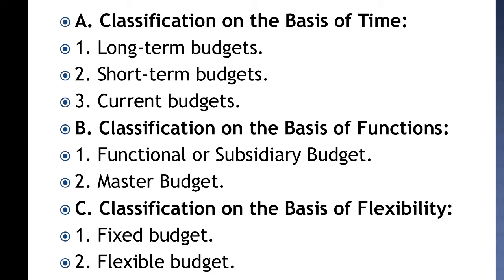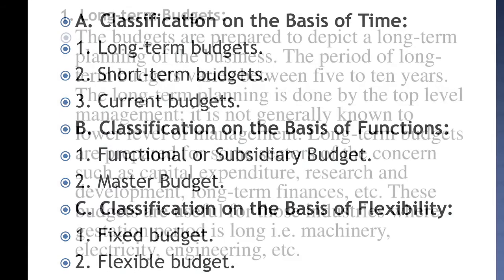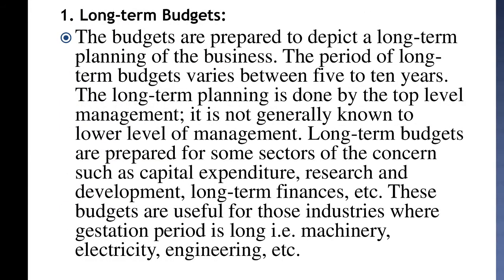On the basis of time, we'll talk about long-term budgets, short-term budgets, and current budgets. On the basis of functions, we'll talk about the master budget and the subsidiary or functional budget. On the basis of flexibility, we'll talk about the fixed budget and the flexible budget. Here we'll see one by one. What are long-term budgets? Budgets prepared to lay down a long-term plan for the business.